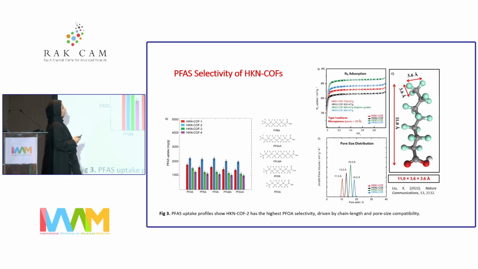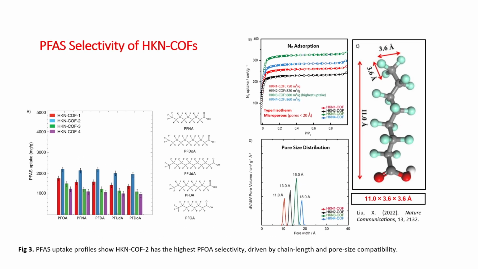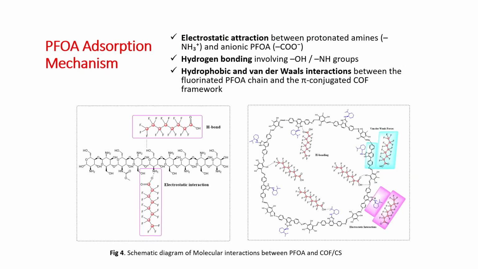Also, the hybrid material shows a good selectivity for perfluorooctanoic acid over other perfluoroalkyl substances. And this may be consistent with the result that we found from the pore distribution data, where the pore size of the COF ranges between 11 angstrom and 18 angstrom, which matches the dimension of the pollutant that we found in the literature, which is around 11 angstrom.